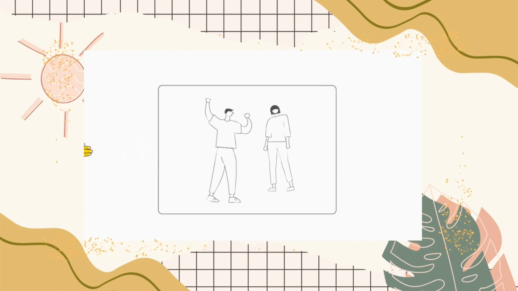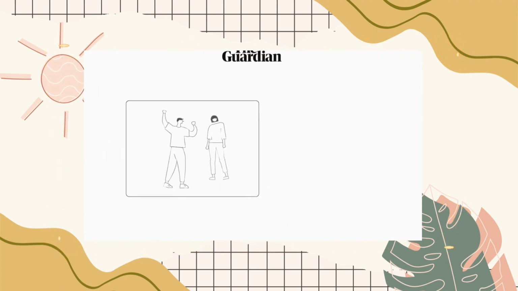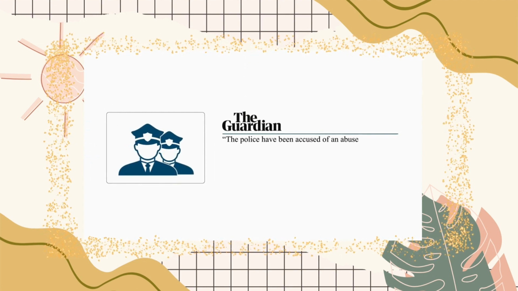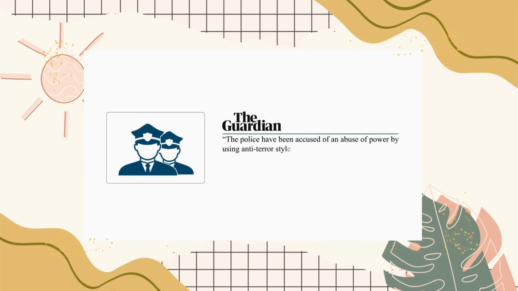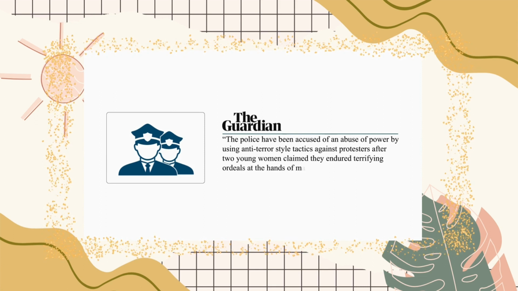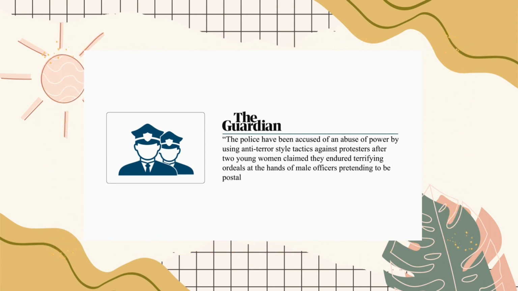To put it in real context, The Guardian Post wrote in one of their articles, "The police have been accused of an abuse of power by using anti-terror-style tactics against protesters after two young women claimed they endured terrifying ordeals at the hands of male officers pretending to be postal workers."